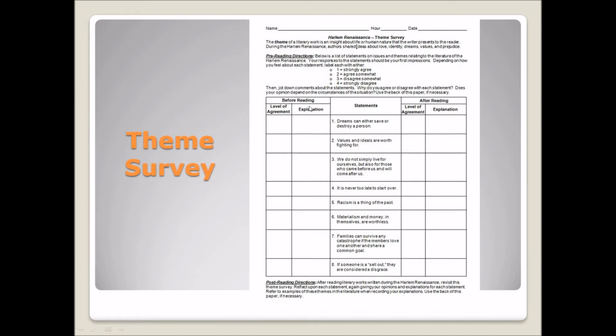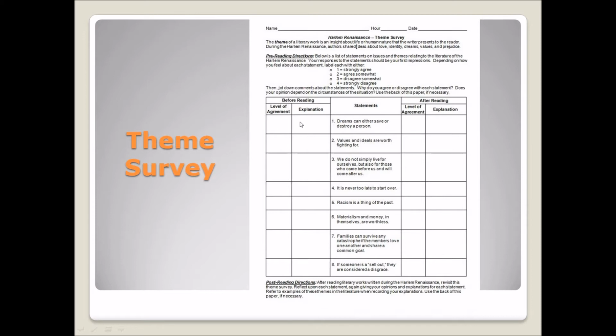Looking at the before reading category, there's another section titled Level of Agreement. So you're going to decide, do I strongly agree with that statement? If I do, I will put a number 1 under Level of Agreement. Do I agree somewhat with the statement? If I do, then I will put a number 2 under Level of Agreement. Do I disagree somewhat with the statement? If that's the case, I will put a number 3 under Level of Agreement. And if I strongly disagree with the statement, then I'm going to write a number 4 in the box.